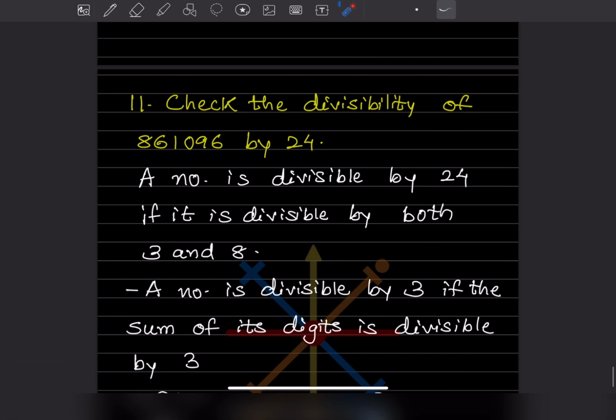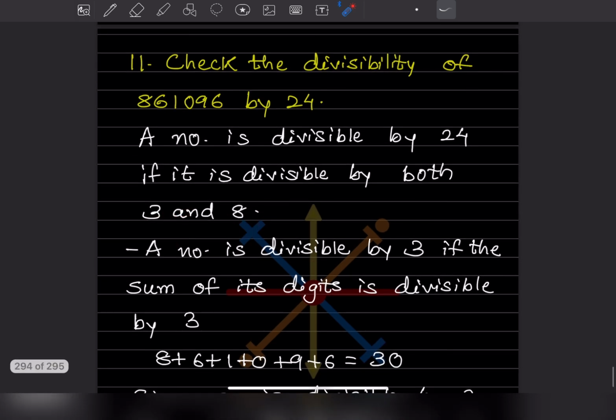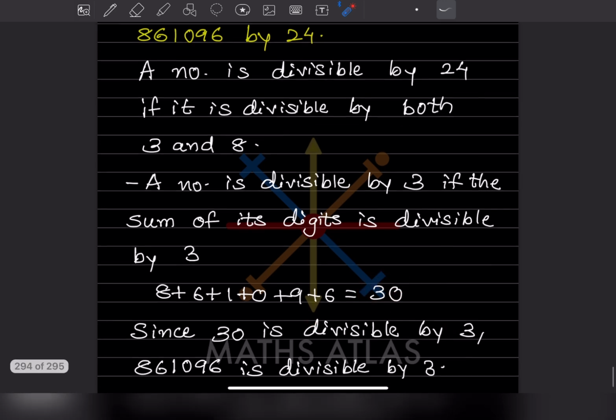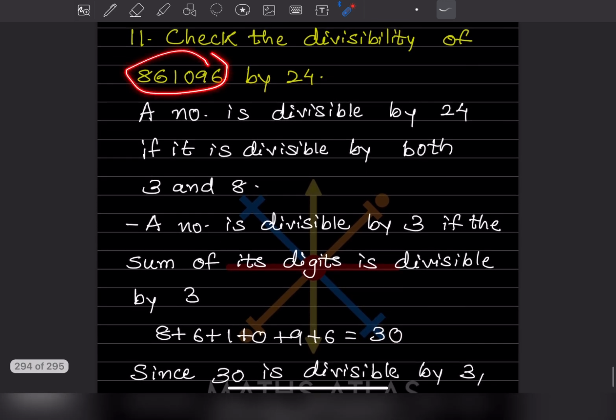Now check the divisibility of this by 24. So the number is divisible by 24 if it is divisible by both 3 and 8. So now let us see first with 3. A number is divisible by 3 if the sum of the digits is divisible by 3. So when you add all these, you get 30. So since 30 is divisible by 3, this number should be divisible by 3.